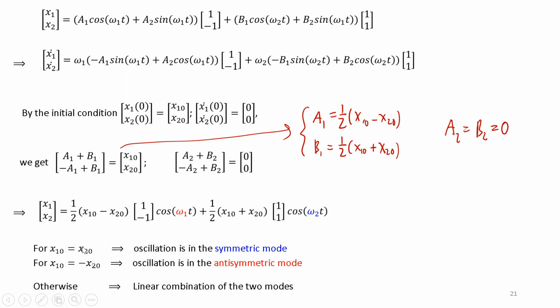That just verifies our intuition. As I said initially, if you drag the two masses to the same side by the same amount, then it's the symmetric mode. If you drag the two particles by the same amount but to opposite sides, then you have the anti-symmetric mode. But otherwise, neither this one nor this one would be 0, and then you will get the linear combination of the two modes. Okay.